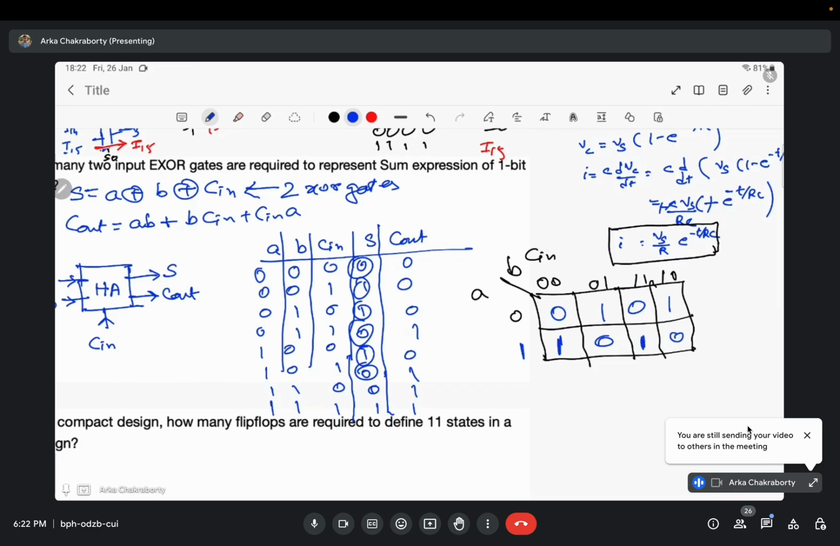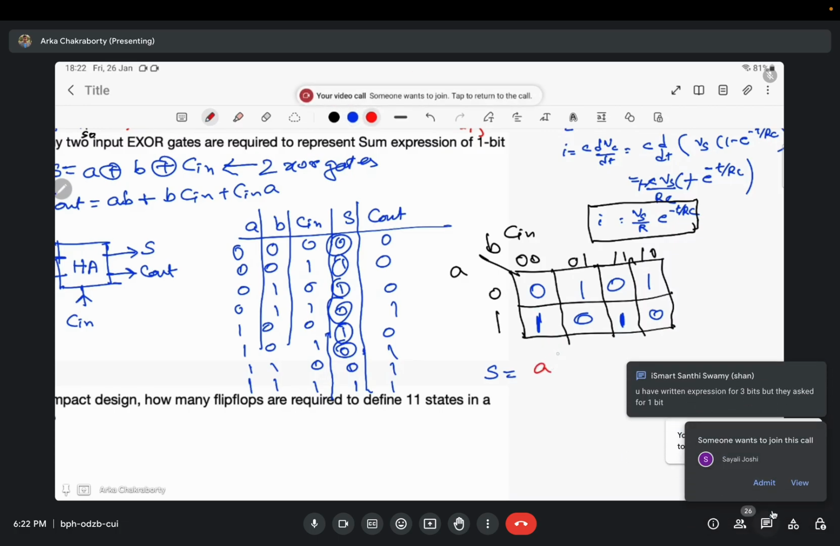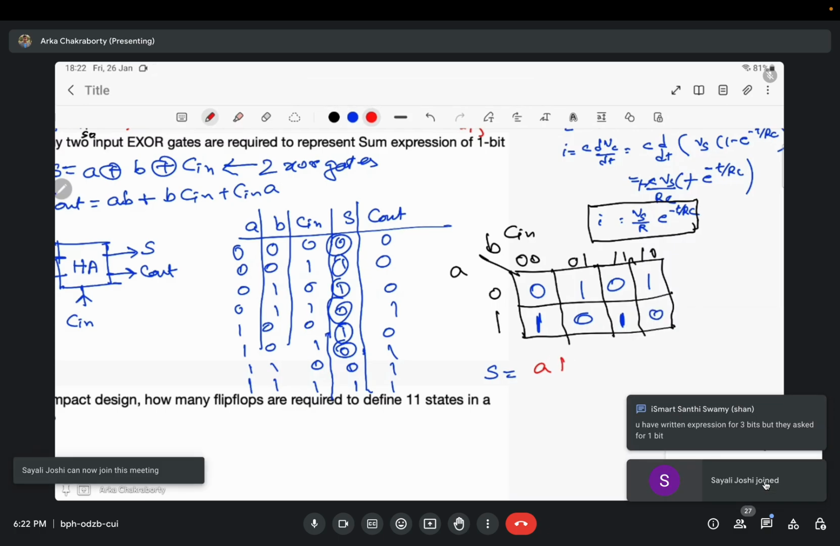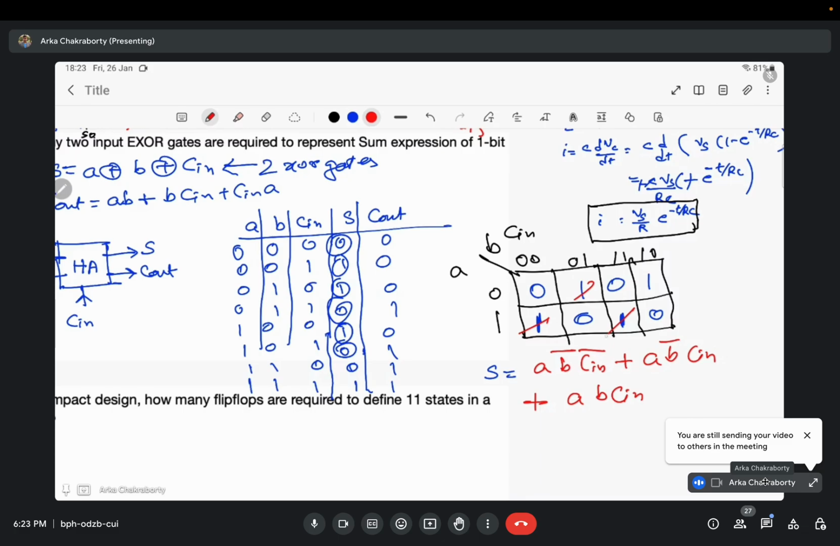So you can see there are no common terms here, so you cannot simplify it further. My S expression would be, let me write it in red: A B bar C in bar, plus A bar B C in bar, plus A B C in, plus A bar B bar C in. If I take C in bar as common, I'll get A B bar plus A bar B.